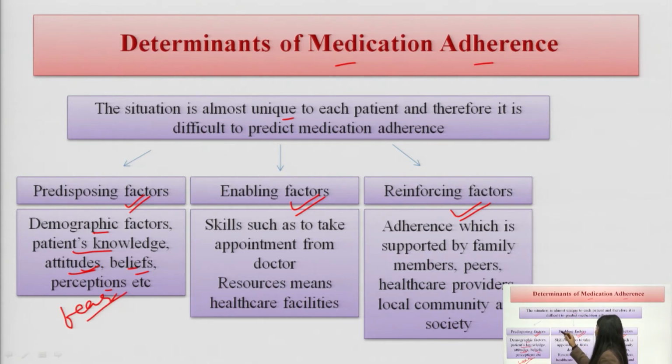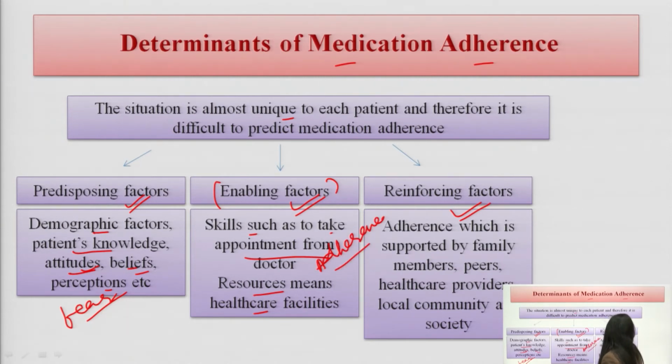Now, another factor is the enabling factors. Enabling factors means the motivating factors. What are the motivating factors? We come up with the data here. Skills, such as to take an appointment. If the patient is taking an appointment, resources means healthcare facilities. If there are proper healthcare facilities for the follow up, for the patient counseling, of course, the patient will follow adherence.